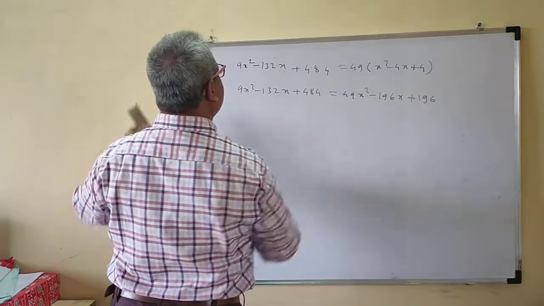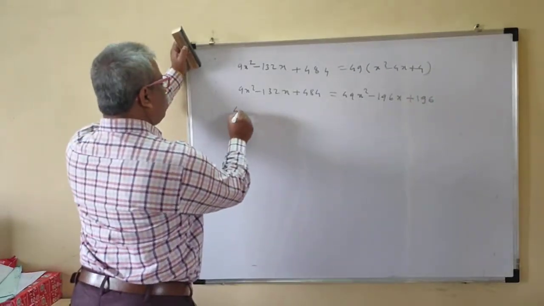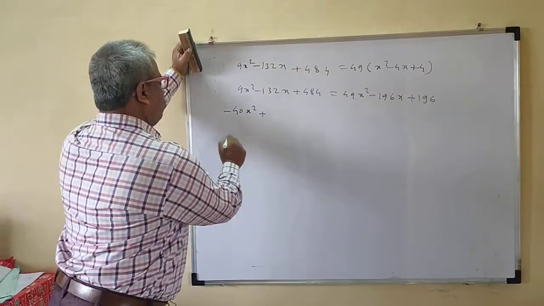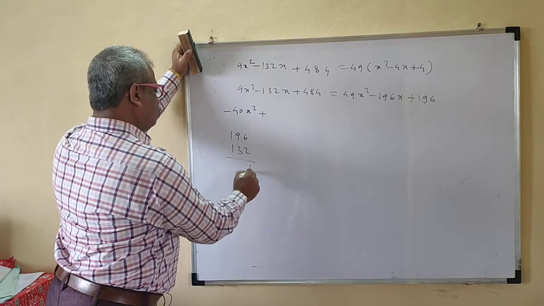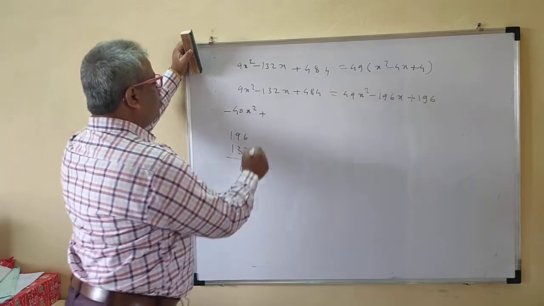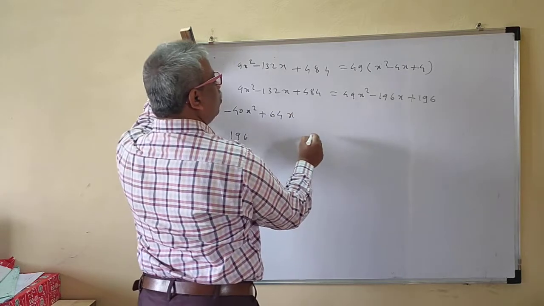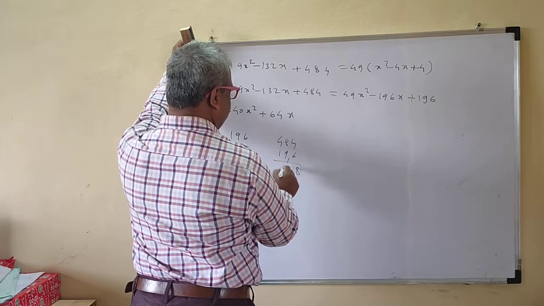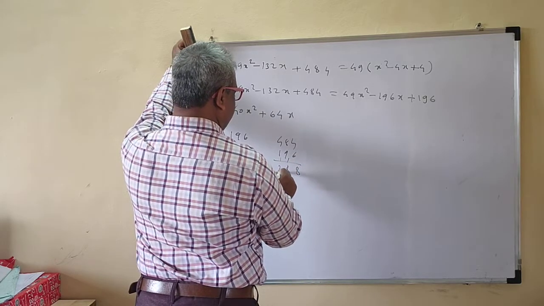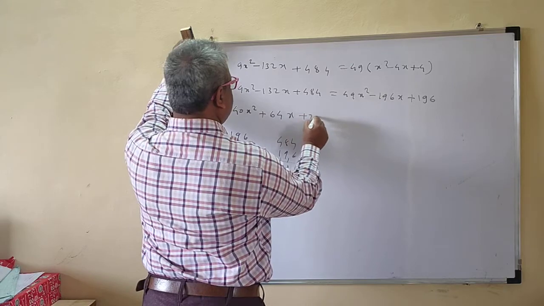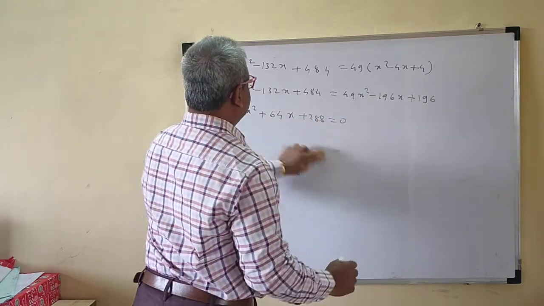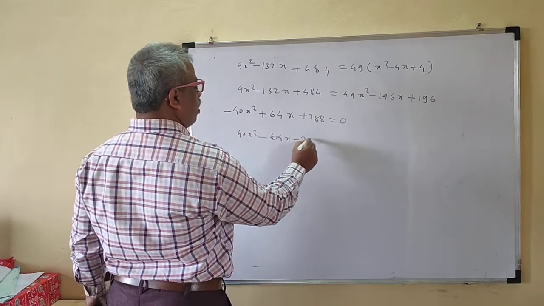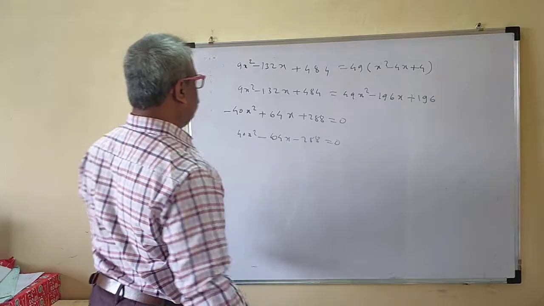So I will shift this term to that side. So what we get then? Minus 40x square, and this becomes plus now. So 196 and 132 gives 64x. And this is our 484 minus 196, so this will be 288. So 288 is equal to 0. That means 40x square minus 64x minus 288 is equal to 0.